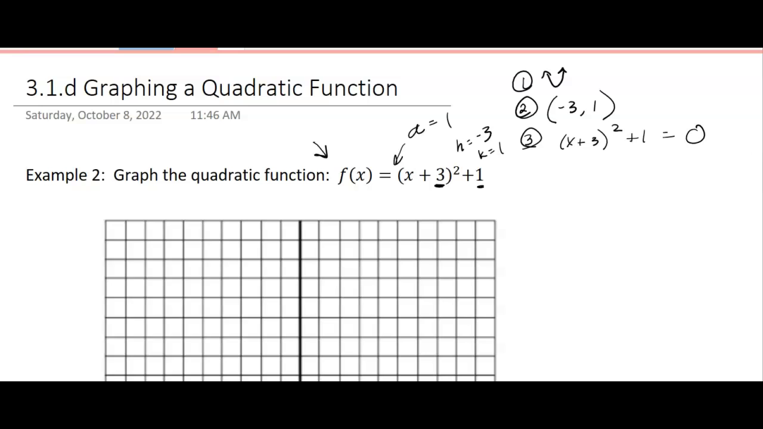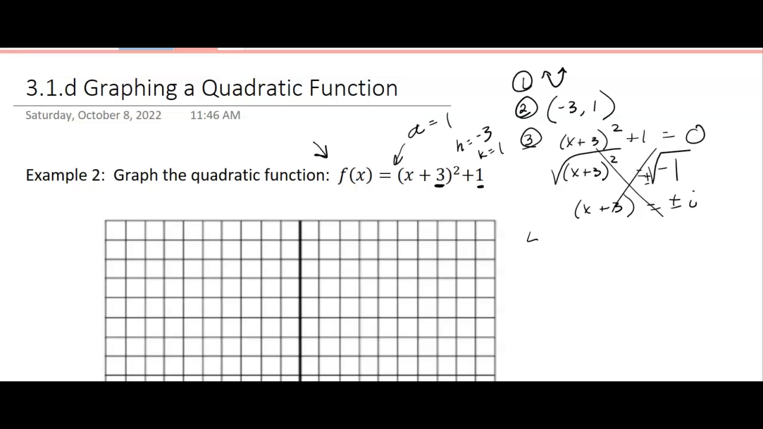Well, if you put 1 on the other side, you have (x + 3)^2 = -1. When you take the square root of both sides, you're going to run into a little problem, because you're going to have x + 3 = plus or minus i. That is not a real number. So this doesn't really do us any good, because we're in a real number axis system.